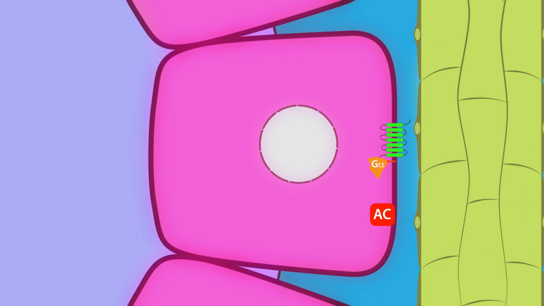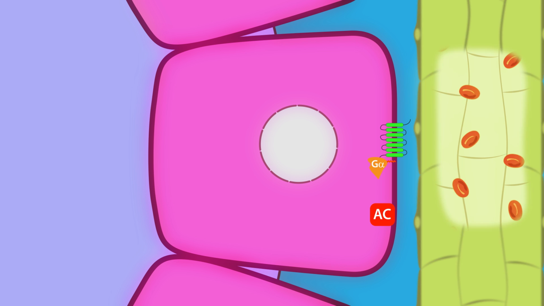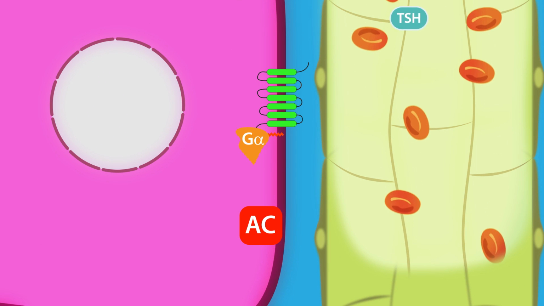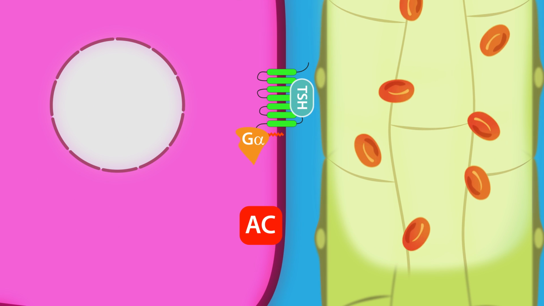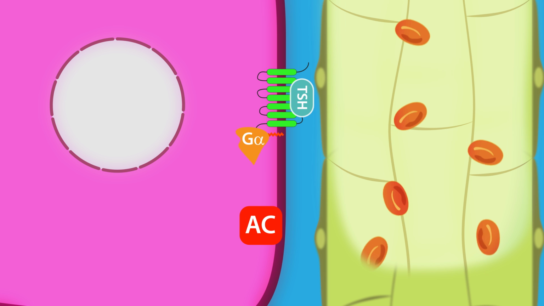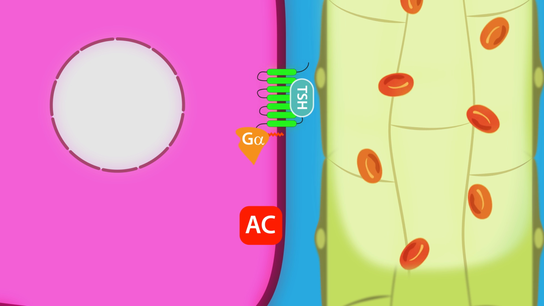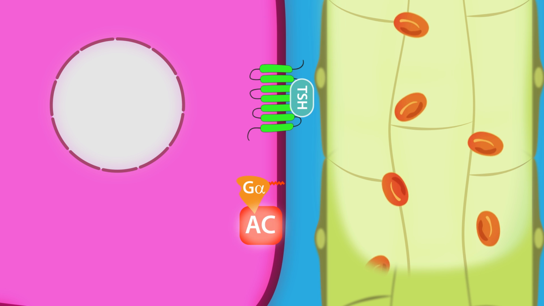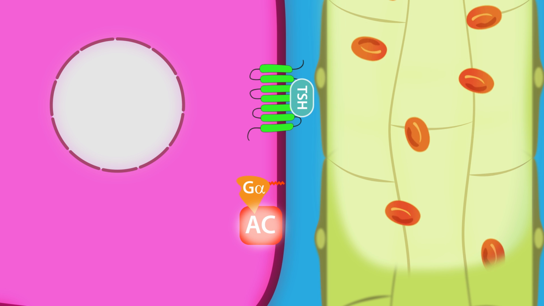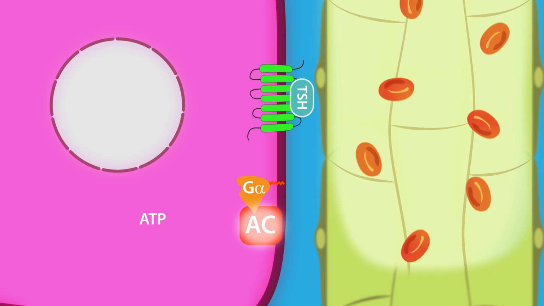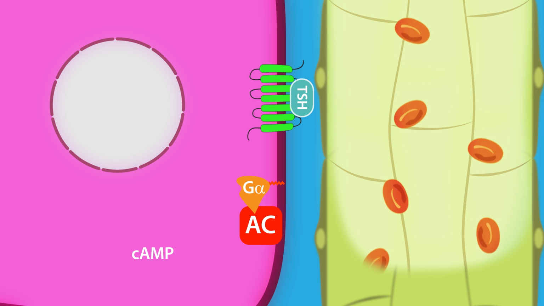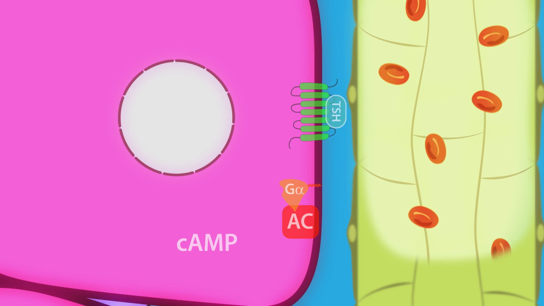Now, TSH controls the synthesis and release of T3 and T4 by regulating most aspects of thyroid hormone production and release. It starts when TSH binds the TSH receptor, which is a member of the G protein-coupled receptor family. Binding of TSH to its receptor activates the G-alpha protein, which then activates adenylate cyclase. This leads to the production of cyclic AMP. It is the increase in cyclic AMP that promotes the following.